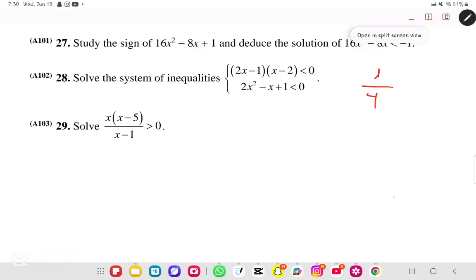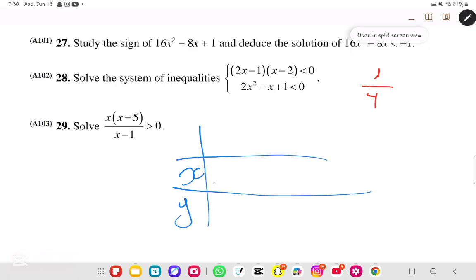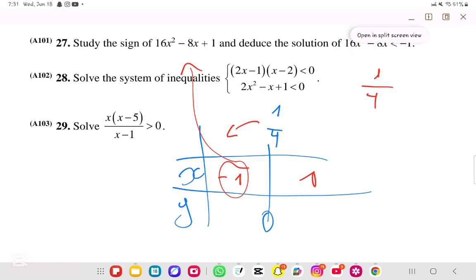So you will do the table of variation for this root, right? So you have x, y, okay? You have 1 over 4. It will give you an answer of 0 if you substitute it. Choose something smaller, for example, -1, something greater, for example, 1. And substitute them in the original equation. So 16 times -1 squared minus 8 times -1 plus 1 will give us a positive answer. And if you put 1 instead, it will also give you a positive answer.